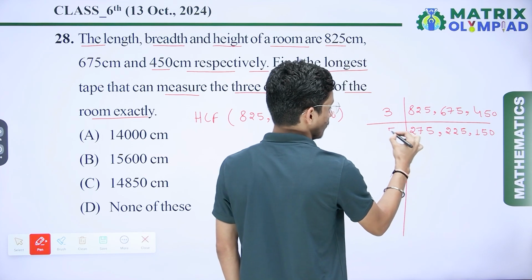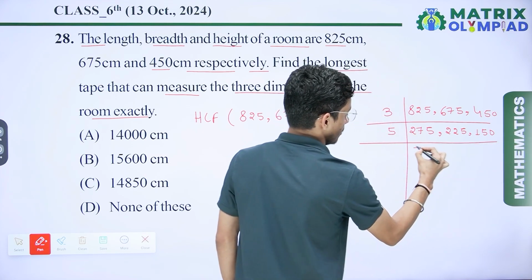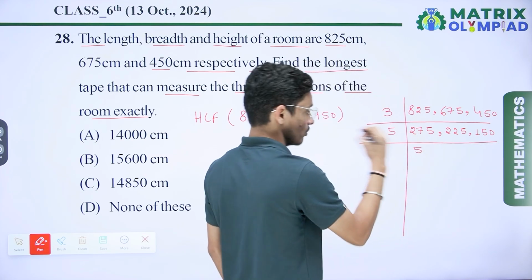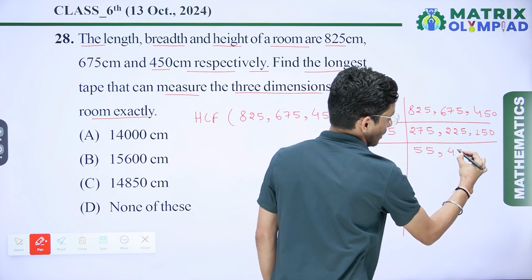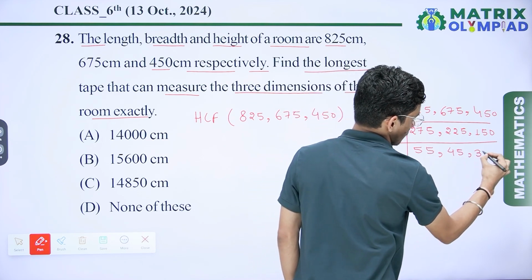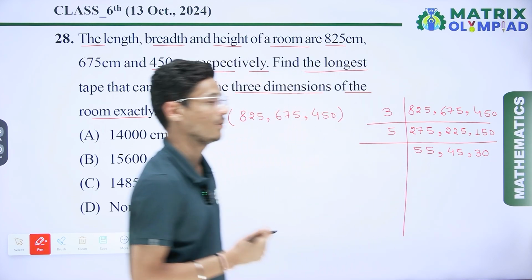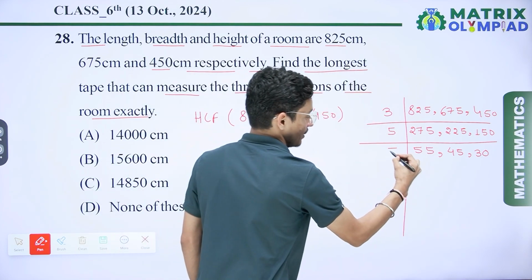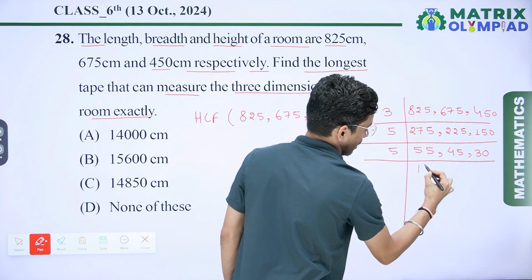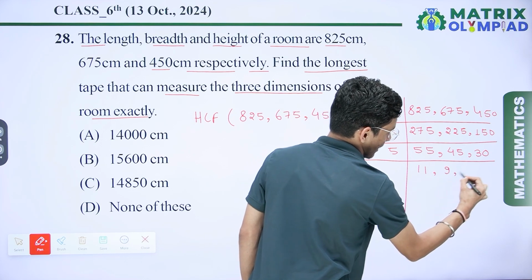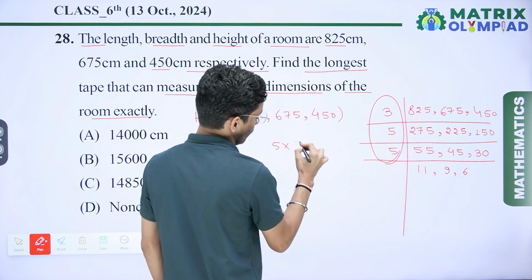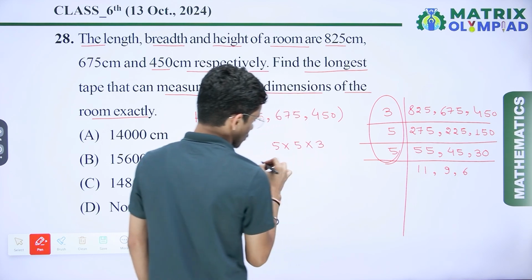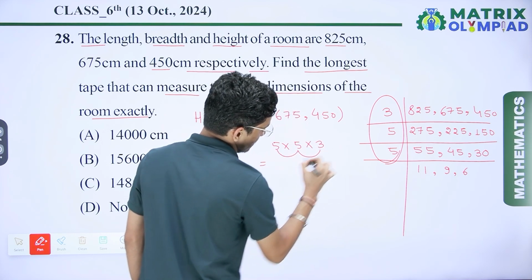Now here I take again 5. So 5 fives are 25 and remaining 2. Now here again 5 fives are 25, 5 fours are 20, 5 fives are 25 and 5 threes are 15, 50. So here 0. Now again we take 3, again we take 5. So here 11, 9 and 6. So the HCF is 5 multiply 3. So 5 fives are 25 and 25 threes are 75.